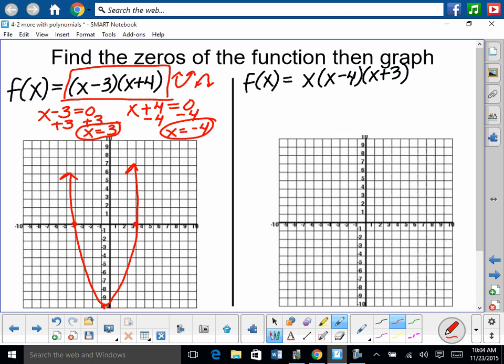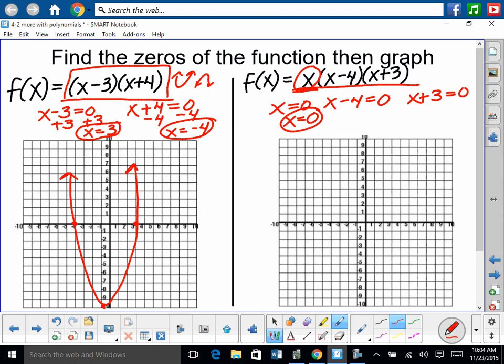Okay. All right, so one more. Looking at this one: find the zeros of the function, then graph. So we have some zeros here. Now, this is a linear factor, so it's already factored. These are all factored. So we have x is equal to 0, x minus 4 is equal to 0. Now, oftentimes people forget about the x right there. That's a linear factor still, so don't forget to set that equal to 0. And then x plus 3 is equal to 0.